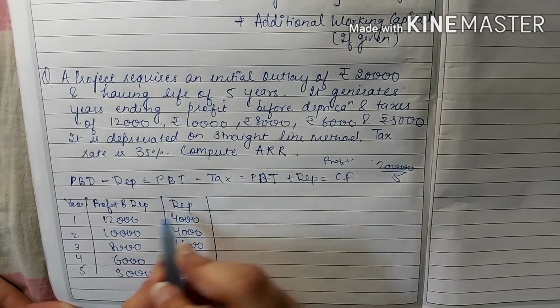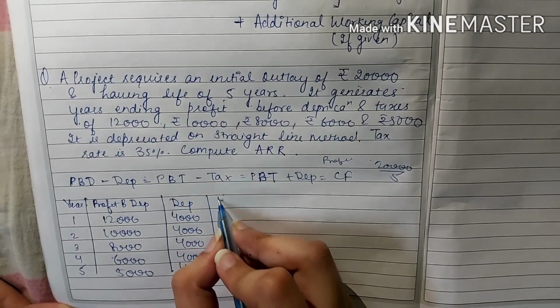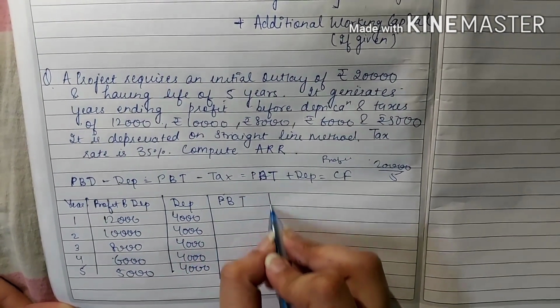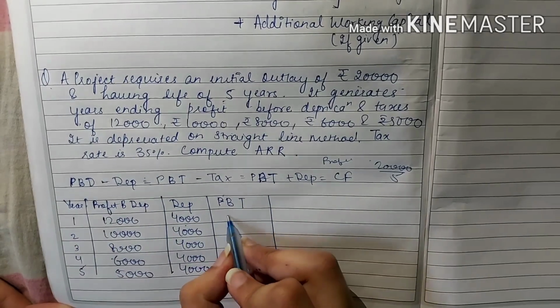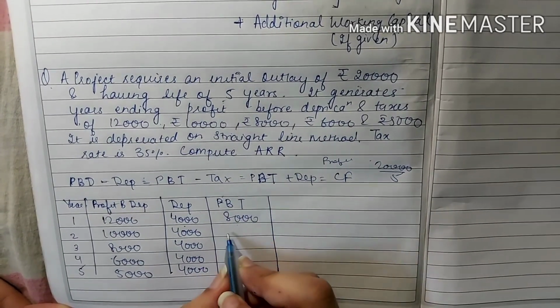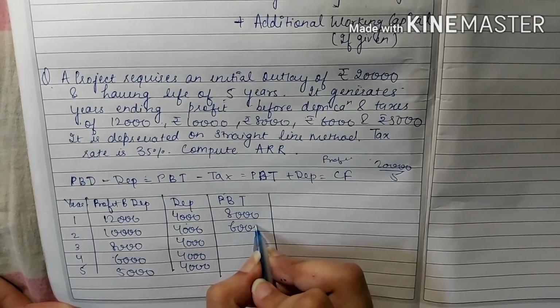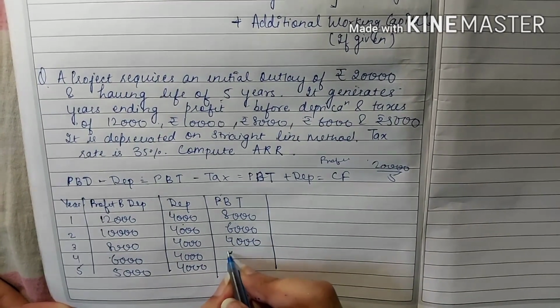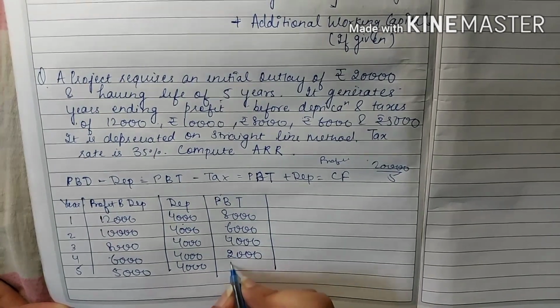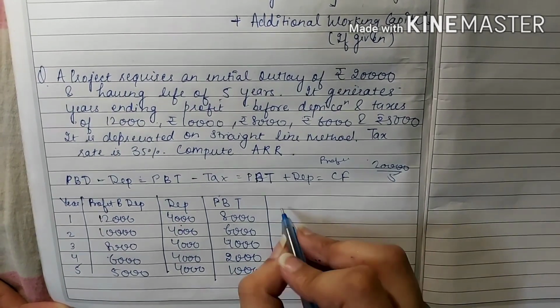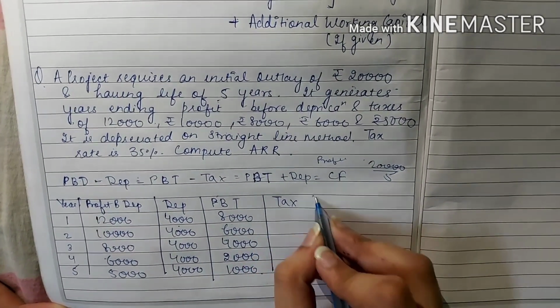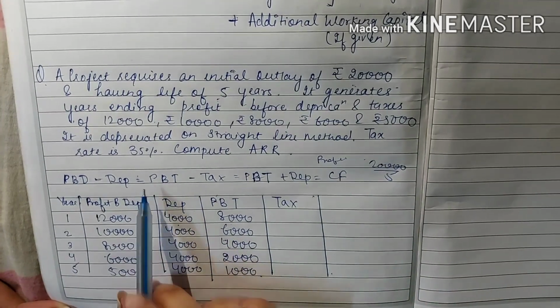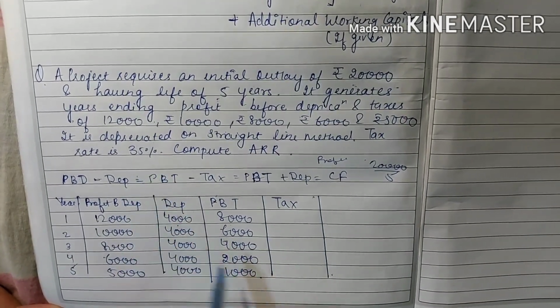Now we have to deduct it from profit before depreciation and we are left with profit before tax. So 12,000 minus 4,000, 8,000 for the first year, 6,000 in the second year, 4,000 in the third, 2,000 in the fourth and 1,000 in the fifth year. Now we have to deduct tax. The tax is given at the rate of 35%.